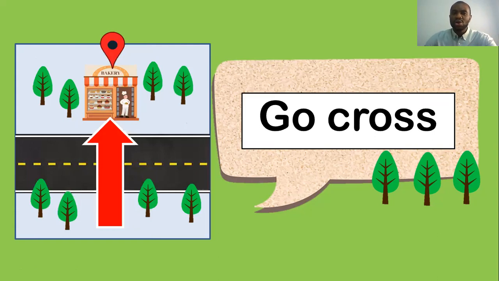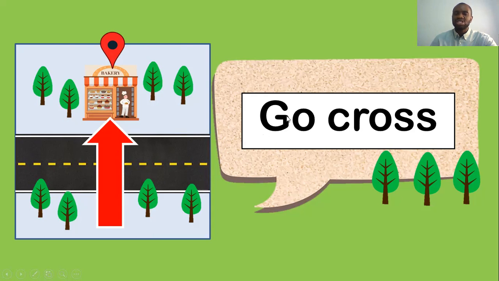Okay. Go cross. You go cross. We're crossing the road. Where is the bakery? The bakery is over the other side. We have to cross. We go to the other side of the road. We see the bakery at the other side of the road. Sometimes we cross the bridge. Cross the road. The bakery is at the other side.